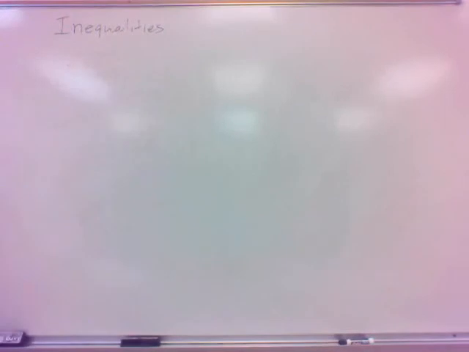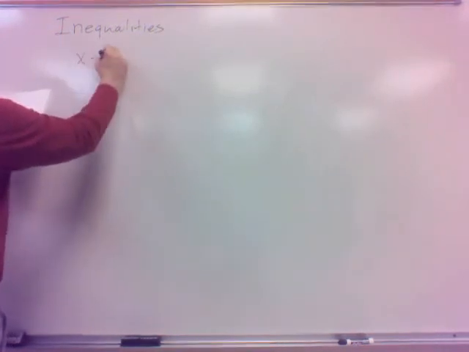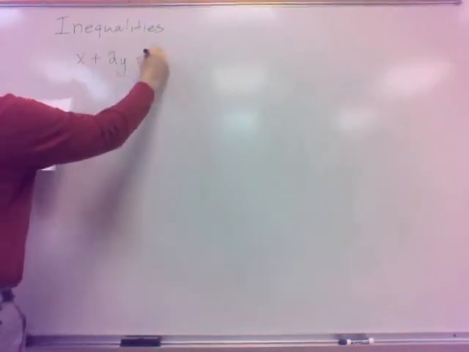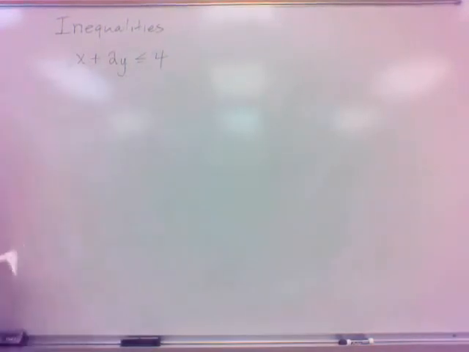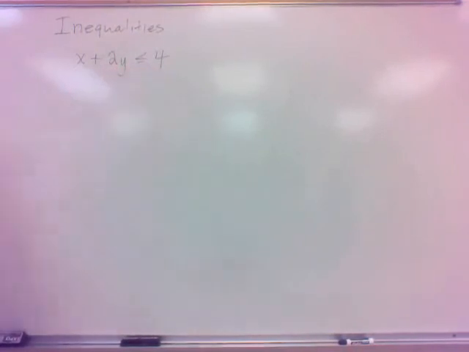Ultimately getting to systems of inequalities. But for right now, let's just talk about straight up inequalities. If I have an inequality, x plus 2y less than or equal to 4, you do know that, of course, I've got a line, x plus 2y equals 4, would be a line.